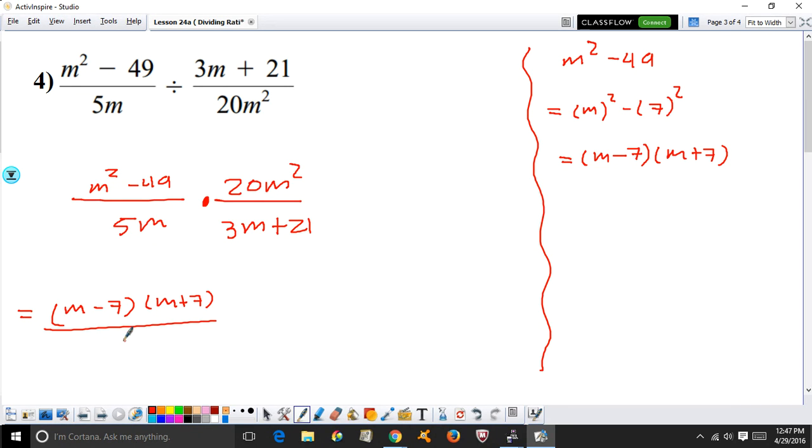Denominator, 5m, nothing you can do about it. So multiply 5m. 20m squared, you cannot rewrite it, so let's just rewrite it here. 3m plus 21. I see that they have a 3 in common here, so you can factor out a 3 there. So if I decide to factor a 3 out, I'm going to have m plus 7. Okay, so we're back. Now let's see what can cancel out. M plus 7 cancels out with that m plus 7 here.